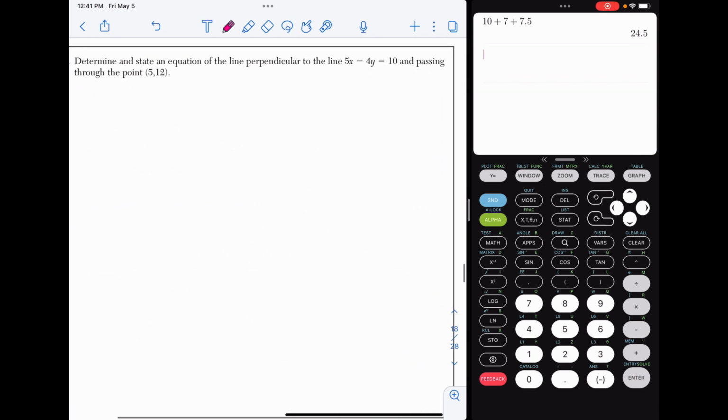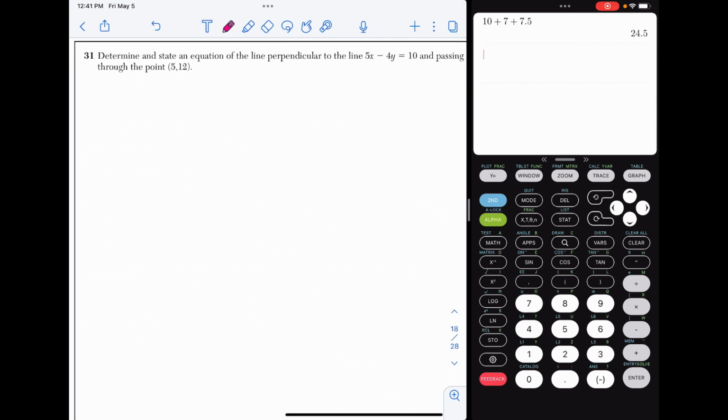All right, for our last question in this part, determine and state an equation of the line perpendicular to 5x minus 4y equals 10 and passing through the point (5, 12). Well, let's definitely try and figure out what the slope of this line is. So I'm going to subtract 5x onto the other side. I'm going to try and isolate that y value.